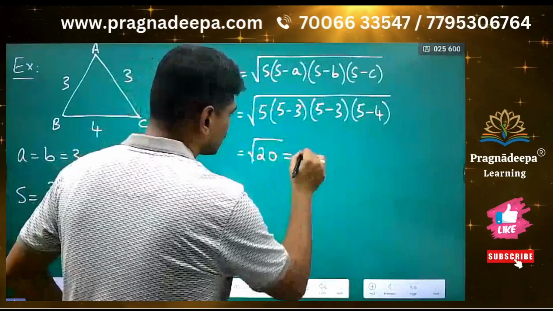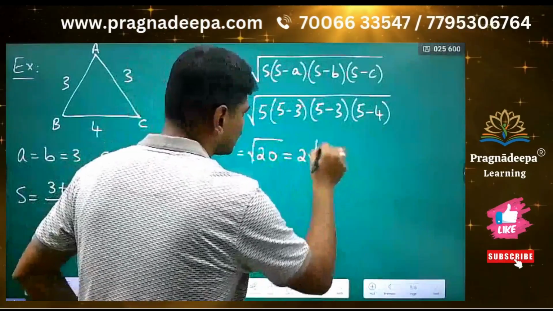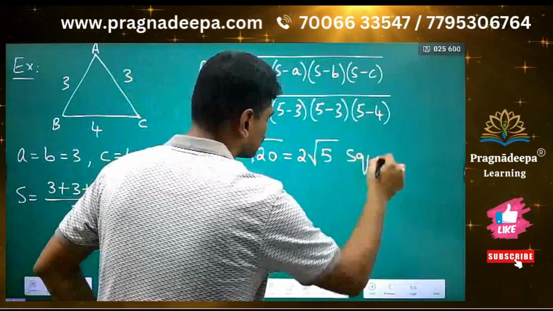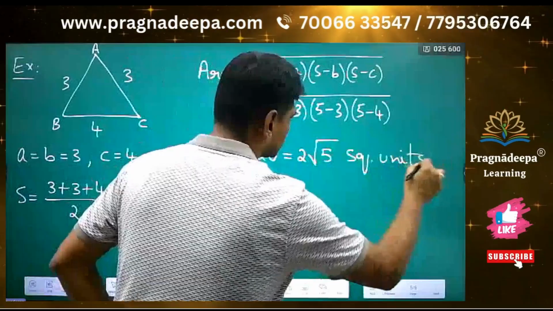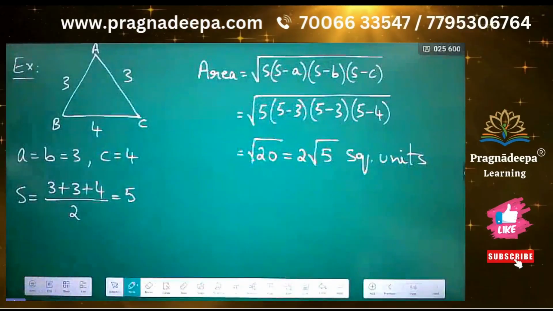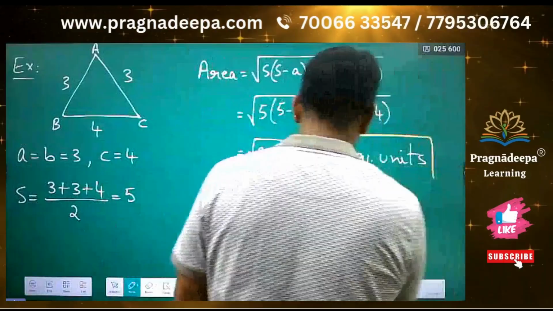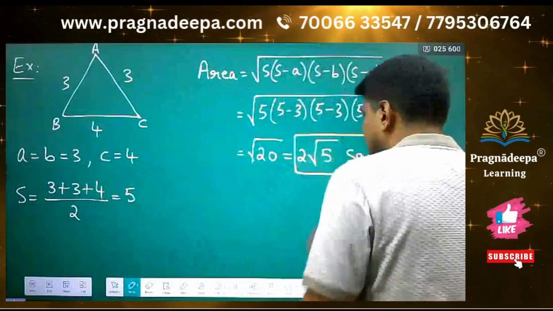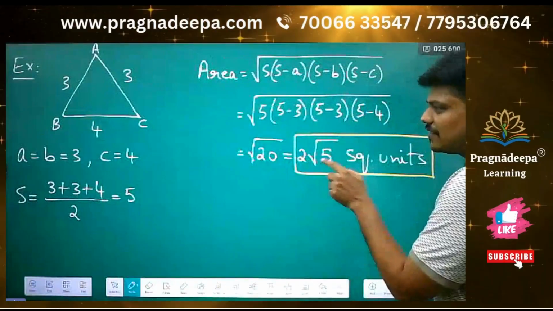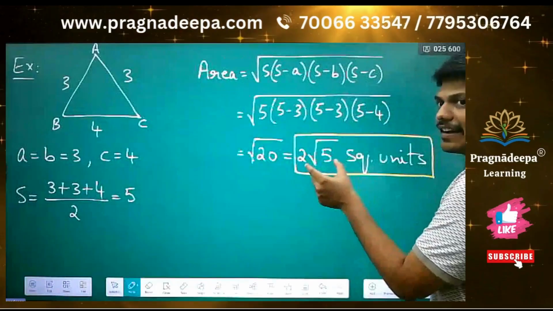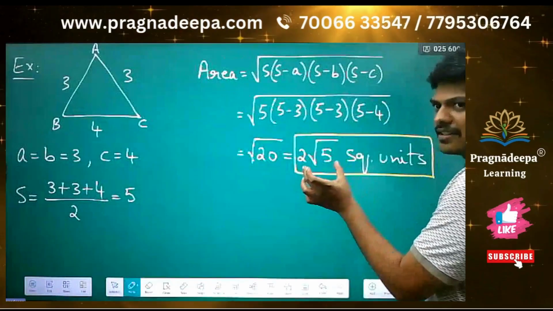Square root of 20, how can it be written? 2 root 5. Is it 2 root 5? What type of number is this? 2 root 5. Irrational. Very good. We have learned that the product of a non-zero rational number with an irrational number is always irrational. So this is an irrational number, correct?